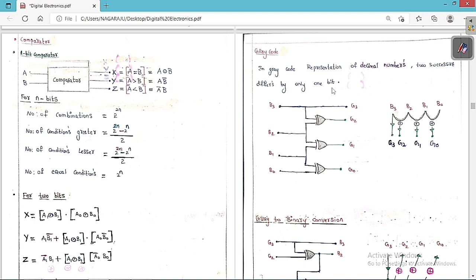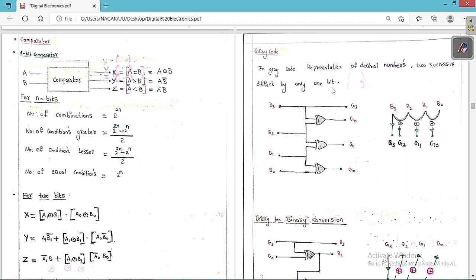So very simply, for decimal numbers we are going to convert them into binary format, and for the corresponding binary number we are going to get the Gray code, and two successive Gray codes are going to differ by only 1 bit. So in Gray code representation of decimal numbers, two successive codes differ by only 1 bit.